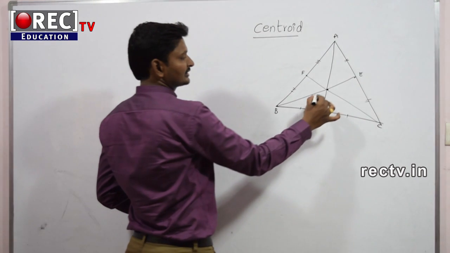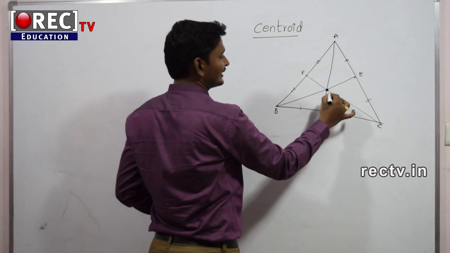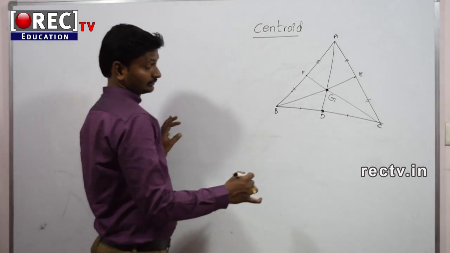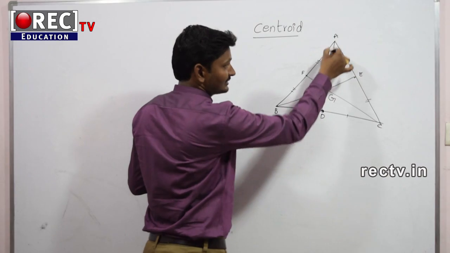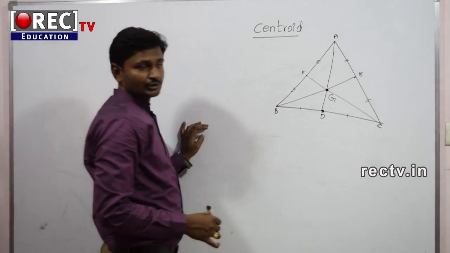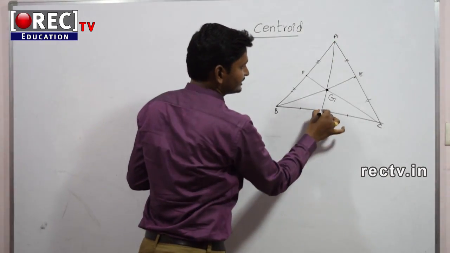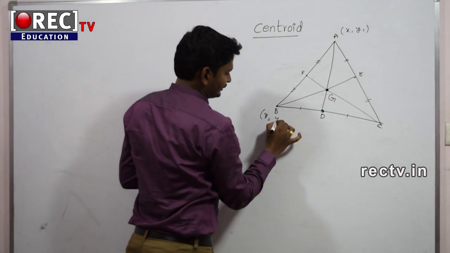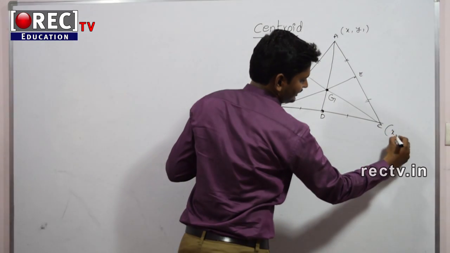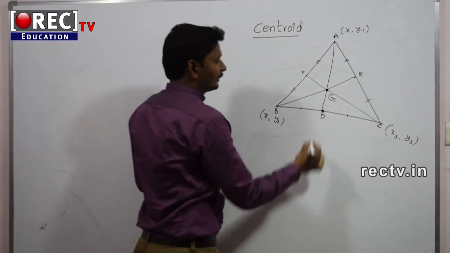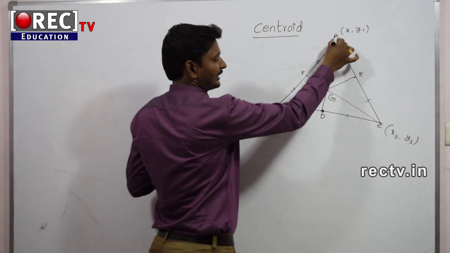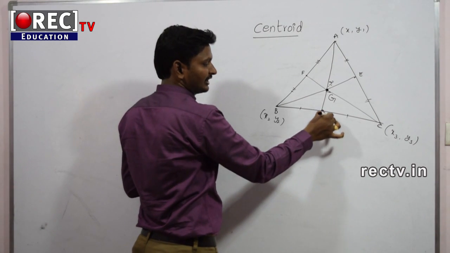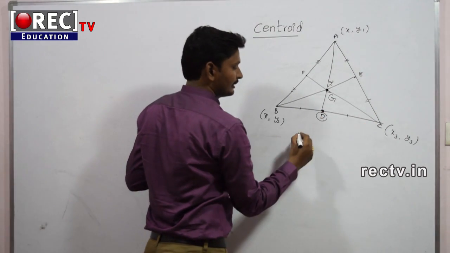The point of intersection of these medians is called the centroid G. The centroid G divides any median in the ratio 2:1. So here, for AD, the vertex A is (x1, y1), B is (x2, y2), and C is (x3, y3). Now this centroid divides the median AD in the ratio 2:1. We have to find the D value first. What is D? That is the midpoint of BC.